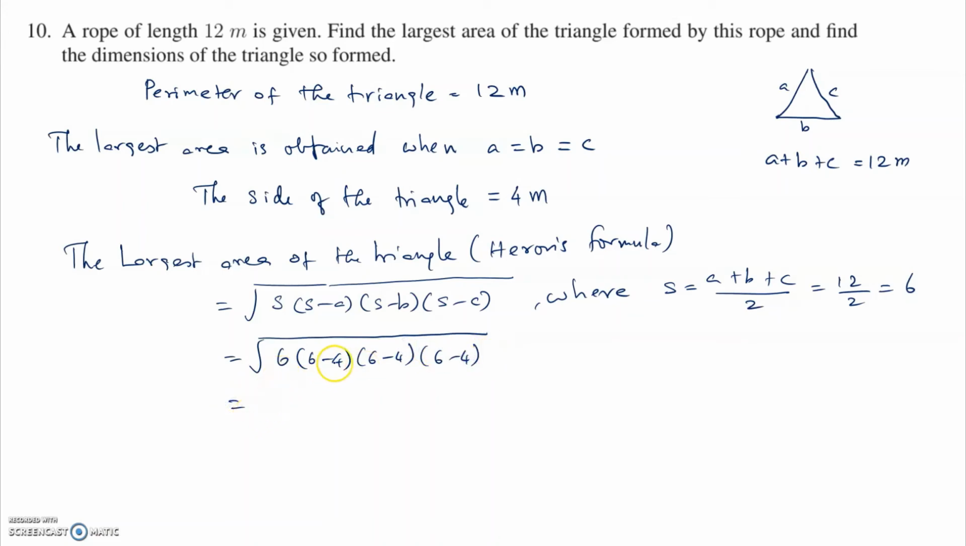which is nothing but, this is all 2, 6 into 2 times 2 times 2, 2 times 2 times 2 will be 8, root of 6 into 8. So this can be written as root of 3 into 16. So that is nothing but 4 times root 3. So this will be the largest area that we can get, and the unit would be square meter.